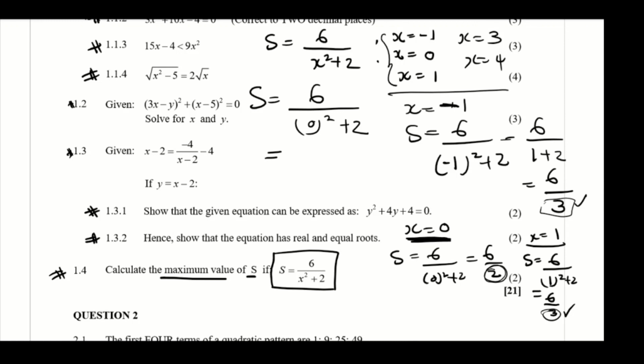If I wasn't clear, please comment down in my comments section below and ask questions. I will answer you. So it's going to be 6 divided by 2 basically. So that's going to be the solution of s, which we know 6 divided by 2 is 3. So this is the maximum value that you can get in this problem here. So that is how we're going to solve this 1.4.